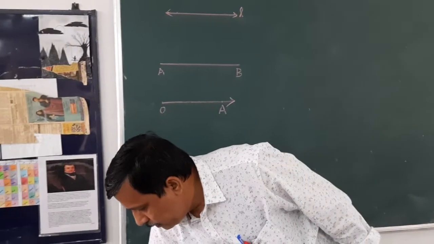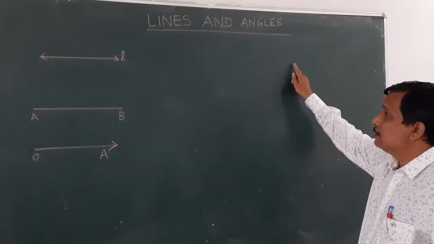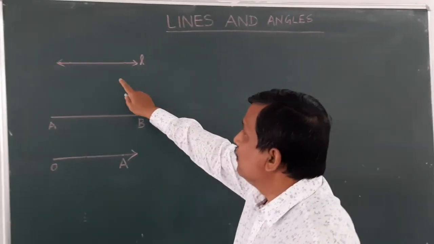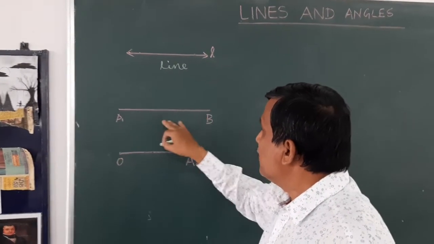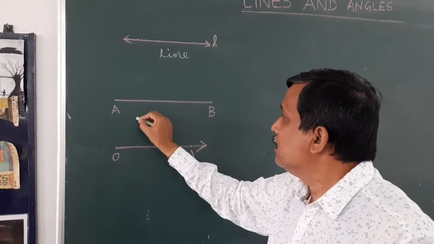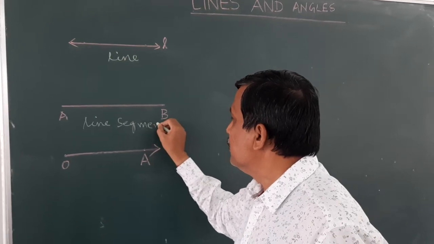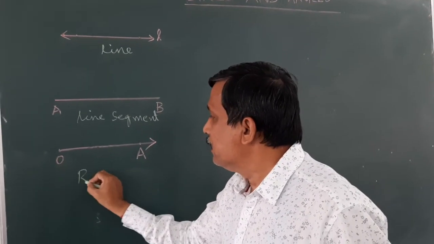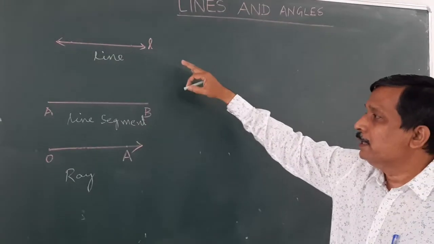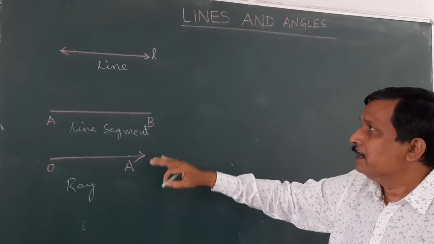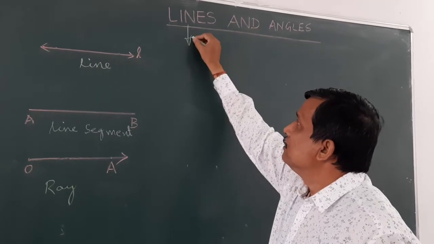Today we'll start a topic about lines and angles. You see here, I've drawn a line. So this is a line, and here I have also drawn another, that is a line segment, and the third one is a ray. So today we'll discuss the difference between a line, a line segment and a ray. First of all, we'll start with these lines.